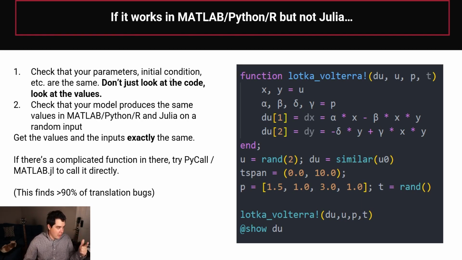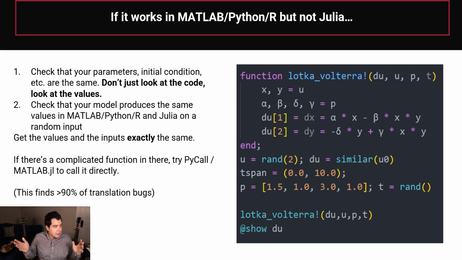Don't look at the code. Look at the actual values that it gives you, right? So, if you have some code that generates your parameters, print them out to the REPL, and then check out the printed values here, check out the printed values in MATLAB, make sure they're exactly the same. I can't tell you how many times I've been helping someone debug their code, and literally just the parameters are different values.